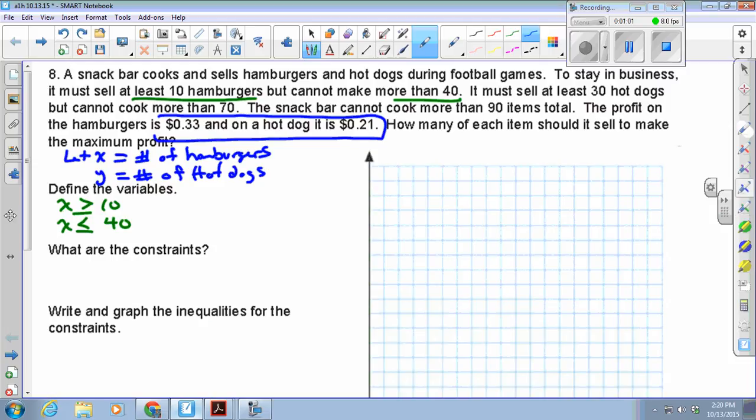It goes on to say it must sell at least 30 hot dogs. That means y has to be greater than or equal to 30, but it cannot cook more than 70, which means y has to be less than or equal to 70. The snack bar cannot cook more than 90 items total. Right there, that means our last equation, x plus y, has to be less than or equal to 90.